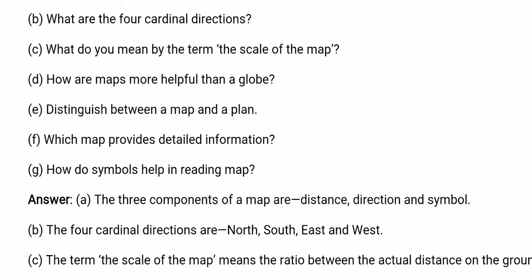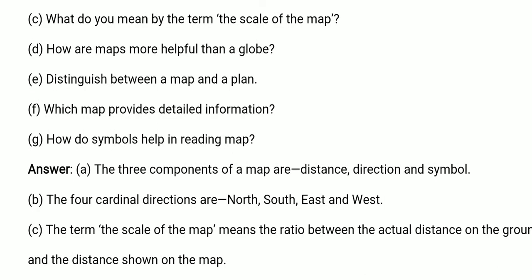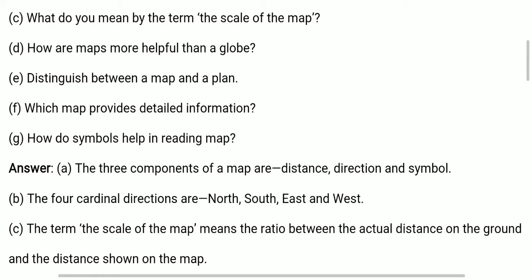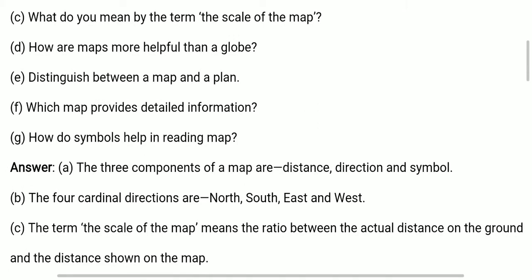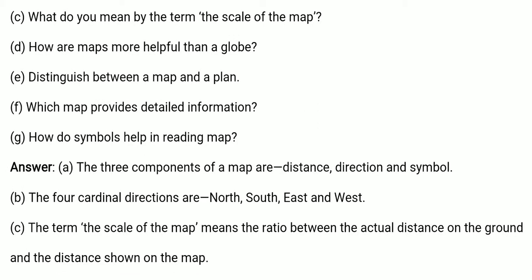What are the four cardinal directions? The four cardinal directions are north, south, east and west. Question C, what do you mean by the term the scale of the map? Answer is C, the term the scale of map means the ratio between the actual distance on the ground and the distance shown on the map.